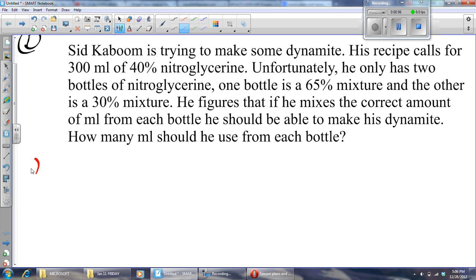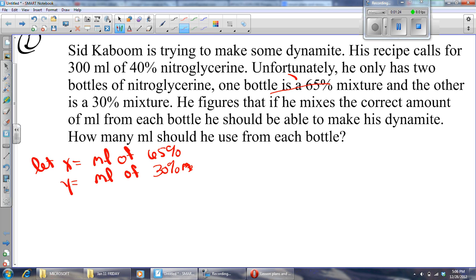Well, first of all, we're going to let X equal the milliliters of 65% mixture, and then Y is going to be the milliliters of 30% mixture. My first equation is really easy. How much do I need from this bottle? Well, I need X, right? How much do I need from this bottle? I need Y. How many milliliters do I need altogether? 300. So my first equation is X plus Y equals 300.